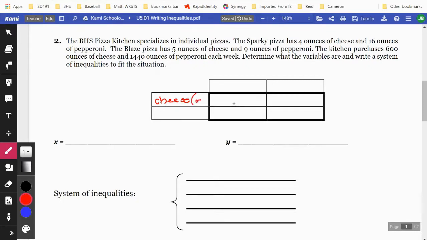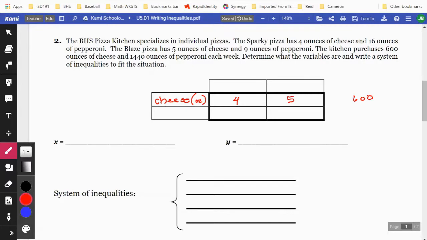We knew, and this is in ounces, we knew it was 4 ounces for one pizza type, and we knew it was 5 ounces for the other pizza type, and we knew that we had a total of 600 ounces in the kitchen to work with.